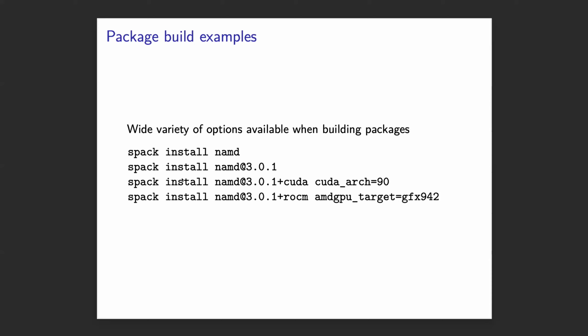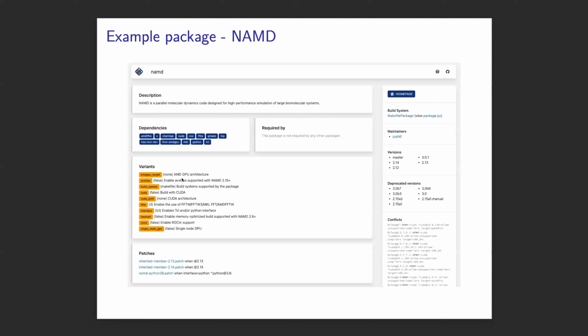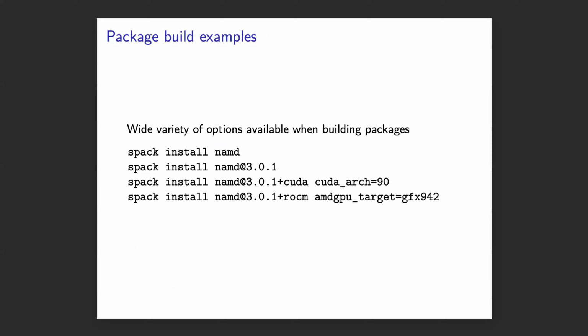But let's say I want version 3.0.1 specifically. Of course, this has to be a supported version. As we see on this page, I can see which versions are supported. I can see that 3.0.1 is. So I can request to build version 3.0.1 using this @ symbol.